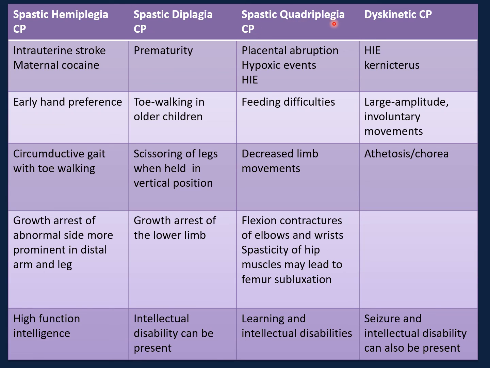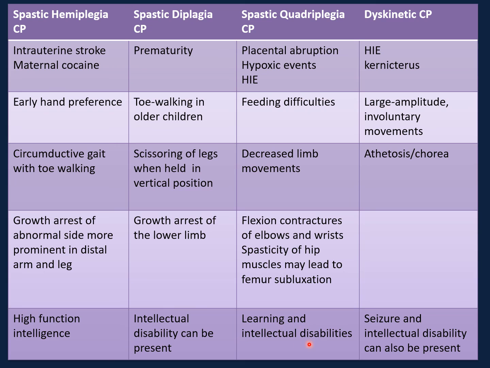Spastic quadriplegic, which is affecting all the limbs, upper and lower. The most common cause: placental abruption like trauma during pregnancy, hypoxic events like hypoxic ischemic encephalopathy. Early presentation: feeding difficulties, decreased limb movement, flexion contractures of the elbow and wrists, spasticity of the hip muscles may lead to subluxation.